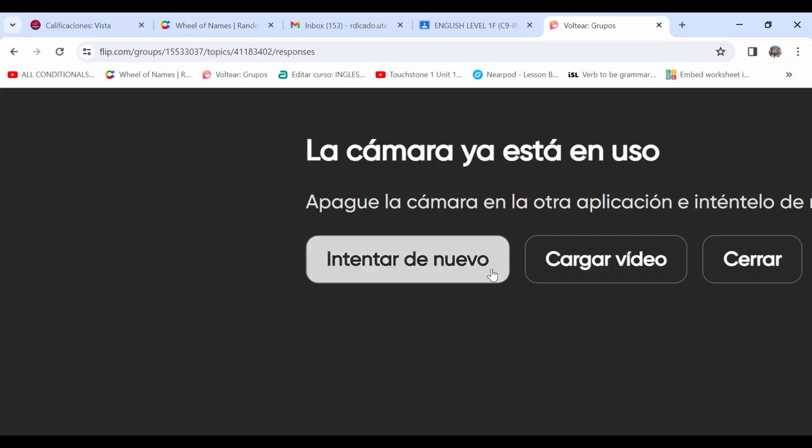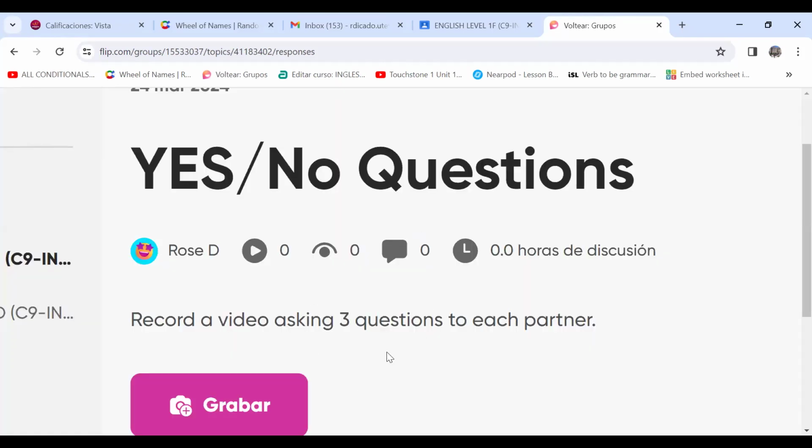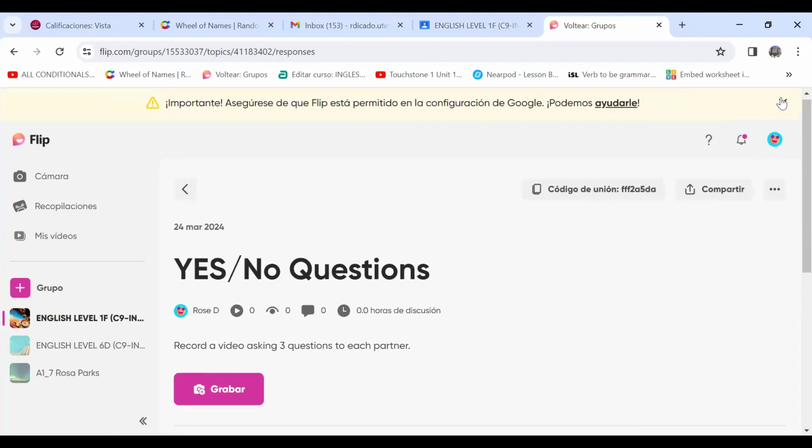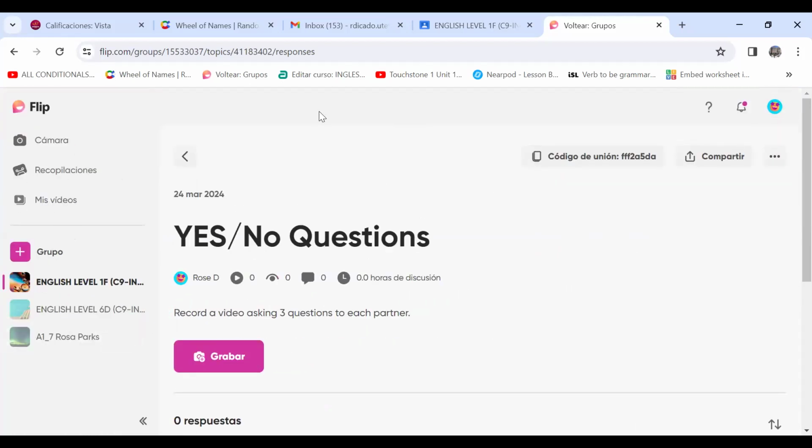Okay. Okay, como ya tengo mi cámara en uso, no puedo usarla, ¿no? Ya. Lisette, ahora sí, compártame su pantalla.